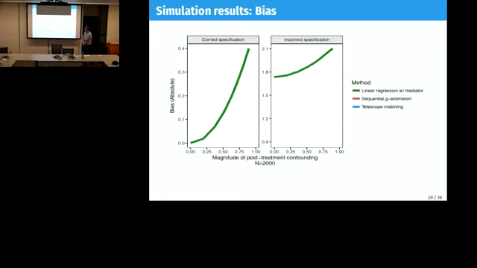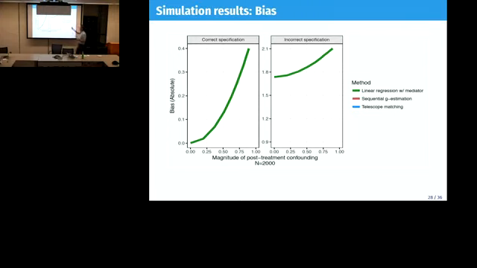Okay, so on bias, here on the x-axis in these 2 panels is the amount of post-treatment confounding. This is how much m is actually confounded by z. The 2 panels are: on the left, the correct specification, and on the right, the incorrect specification, where we don't have access to the true covariates. The vertical axis is the absolute bias.